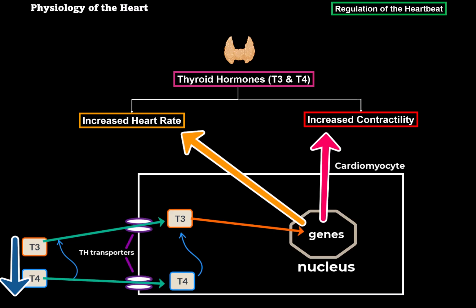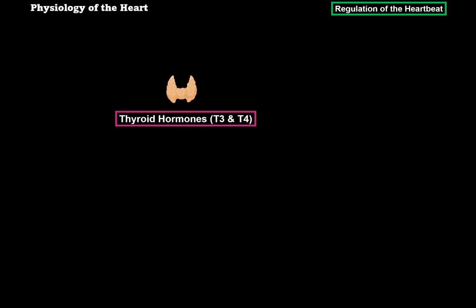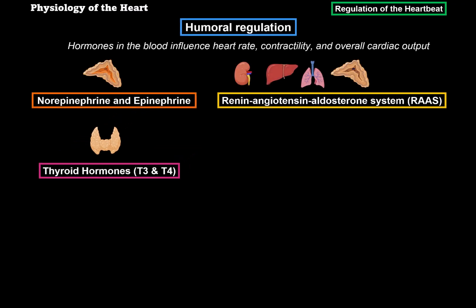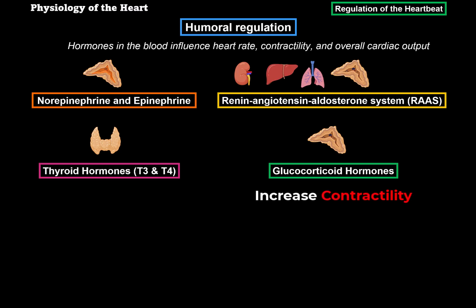Alright, another hormone secreted by the adrenal cortex are glucocorticosteroids. What these hormones do is cause an increase in myocardial contractility and heart rate, and they do that by enhancing adrenergic receptor sensitivity and promoting the pumping of calcium into the sarcoplasmic reticulum. They can also increase the responsiveness to catecholamines in the blood vessels.